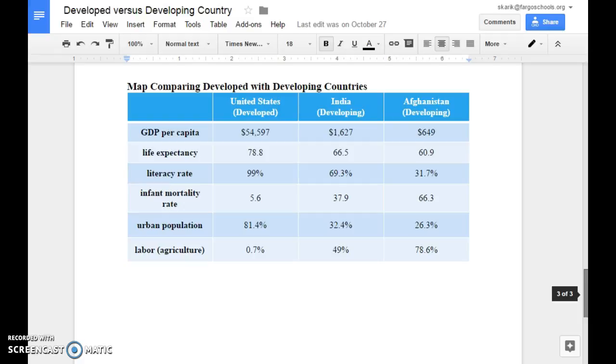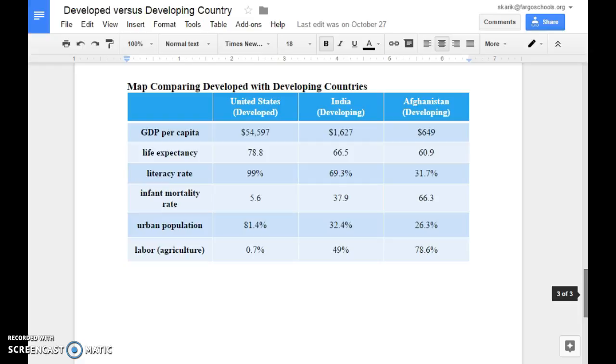If we look at urban population, 81% of our population lives in an urban setting, compared to India at 32.4% and Afghanistan at 26.3%. If we look at labor force in agriculture, the United States is at 0.7%, India 49%, and Afghanistan almost 79% of their labor force is working in agriculture.